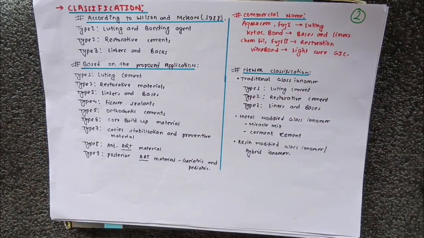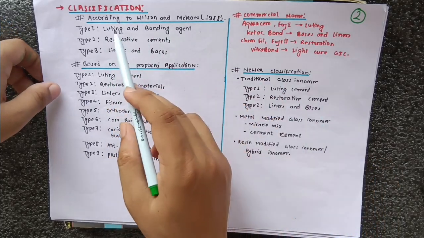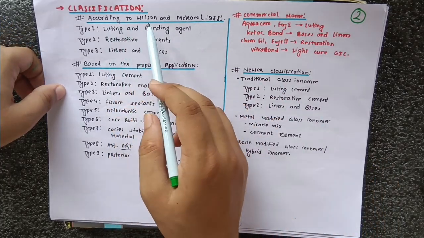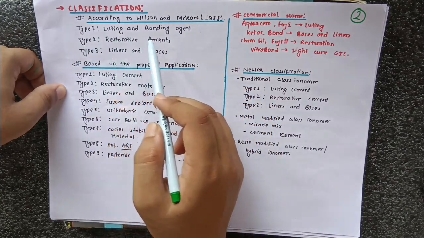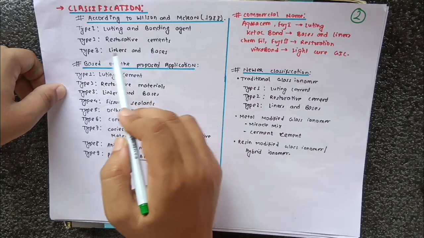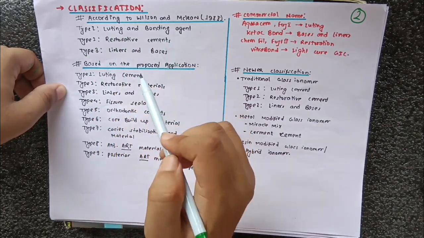Now in the classification section, we have three bases of classification. According to Wilson and McLean in 1988, there are type 1, type 2 and type 3. Type 1 is a luting and bonding agent, type 2 is a restorative cement, and type 3 is liners and bases. These are the three types of the GIC.